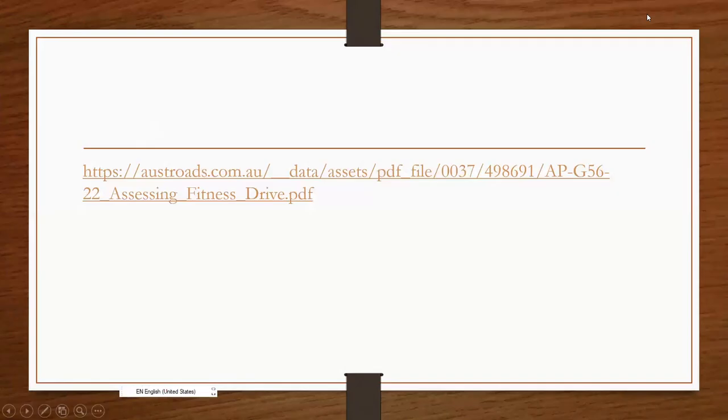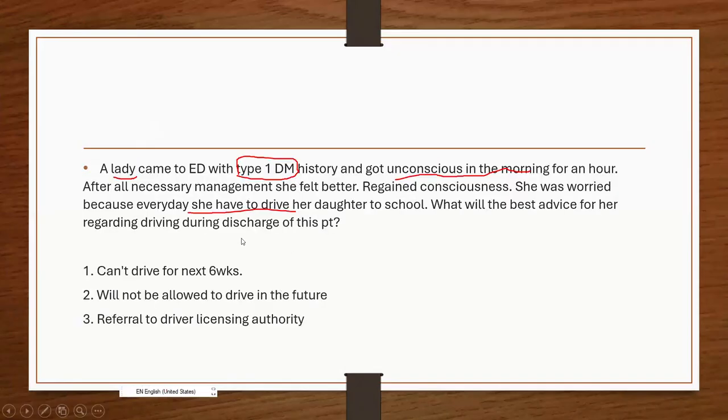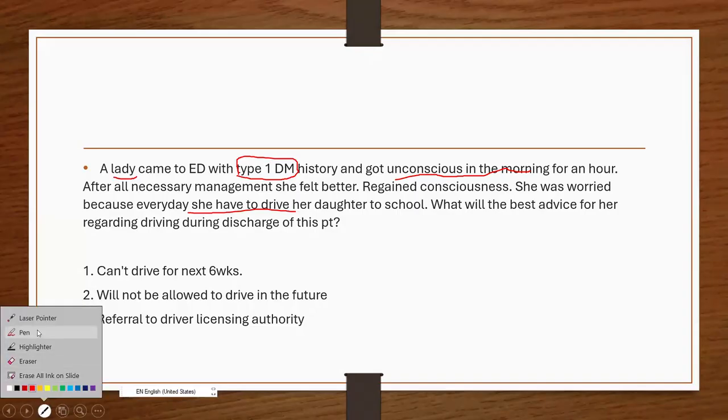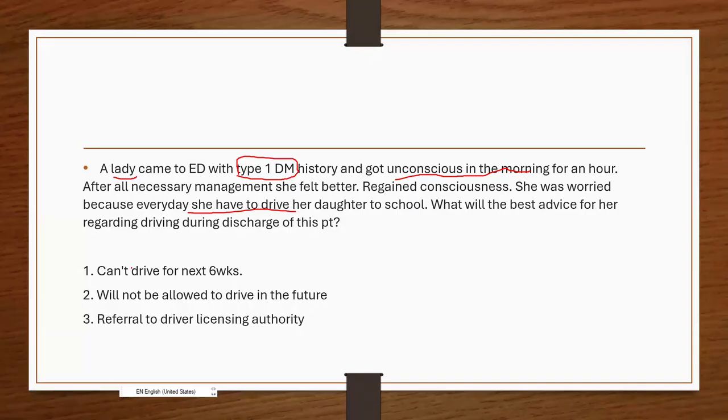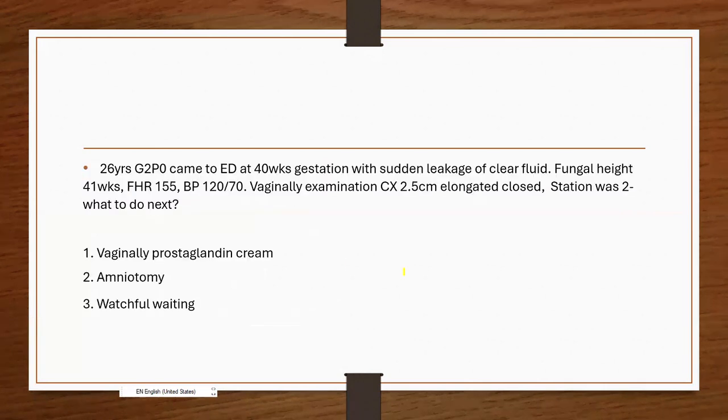All right. So in our question, you should tell her that she can't drive for the next 6 weeks because that is the minimum. After that, you have several criteria for her to drive again. So the correct answer here would be can't drive for 6 weeks. You can't say that she will not be allowed to drive in the future because you have to assess her later. You don't need to refer her at this stage. So the answer would be answer 1, which is can't drive for the next 6 weeks. Hope it was clear. All right, next one.